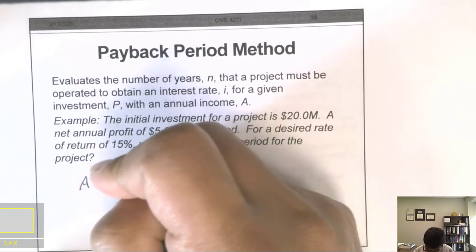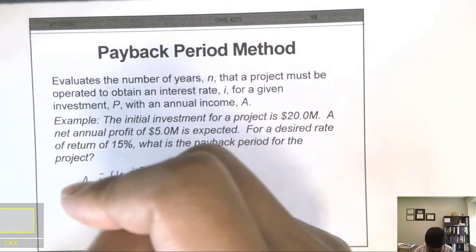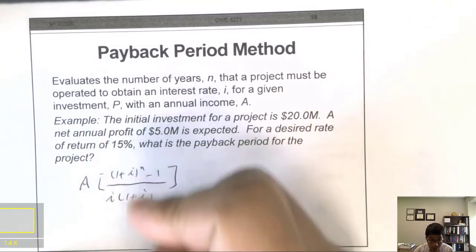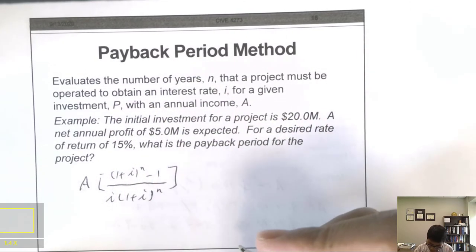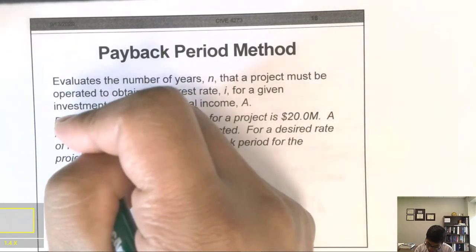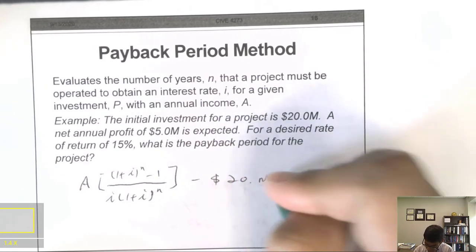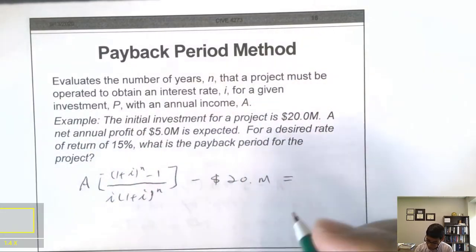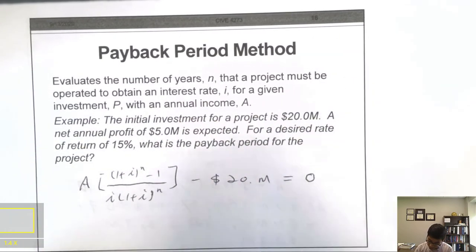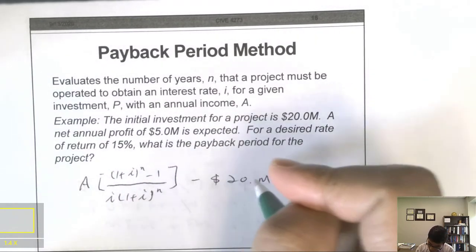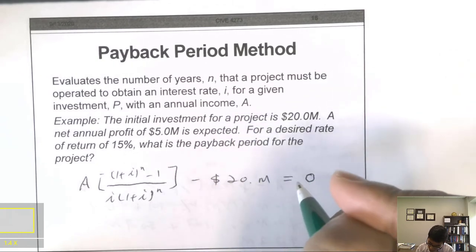One plus I raised to the power of n minus 1, over I times 1 plus I to the n power. And we also have an initial investment, which is $20 million. After we convert everything to the present worth, that should be equal to 0. Right? So now let's plug in all the numbers and move this to the other side of the equation.